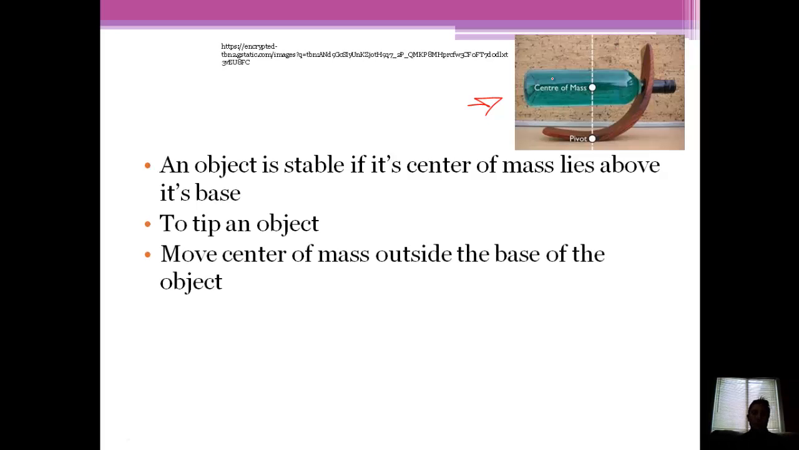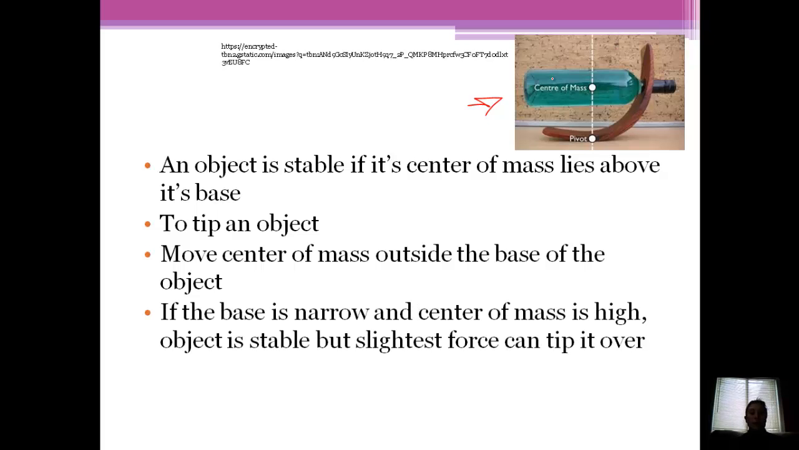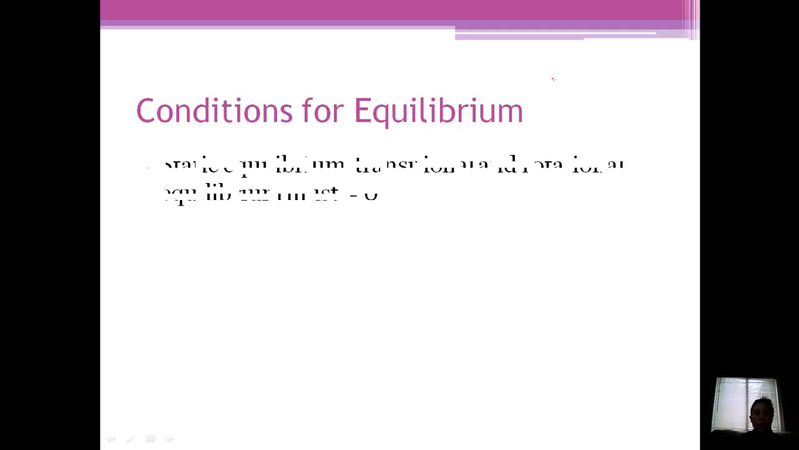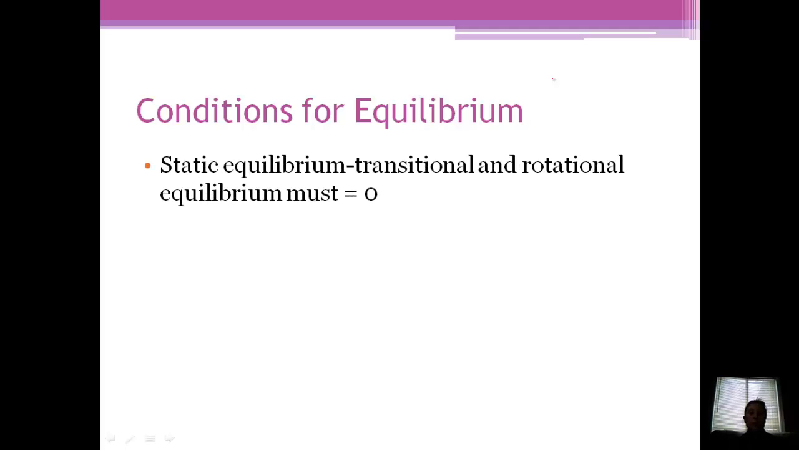So to tip an object, you need to move the center of mass outside the base of the object, and that'll make it much easier to tip. If the base is narrow and the center of mass is really high, then the object is stable, but it can easily tip over because it's very easy to move the center of mass outside the base of the object.